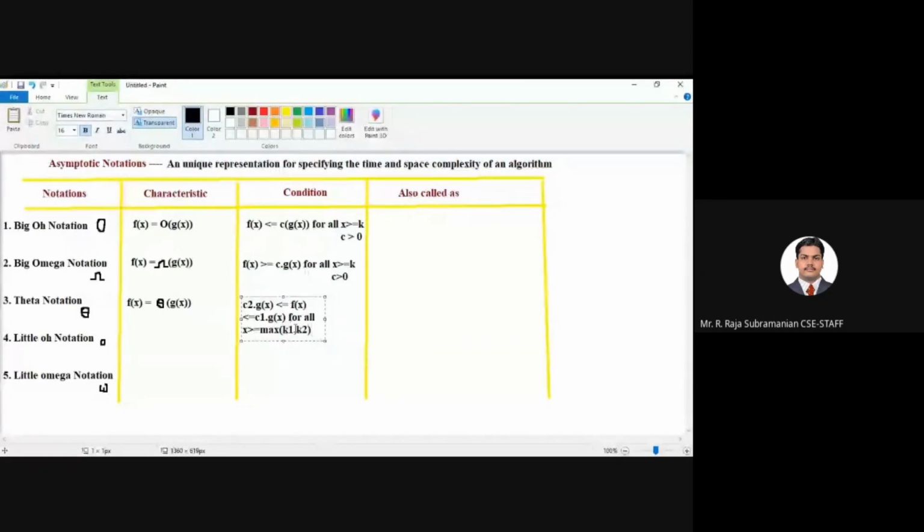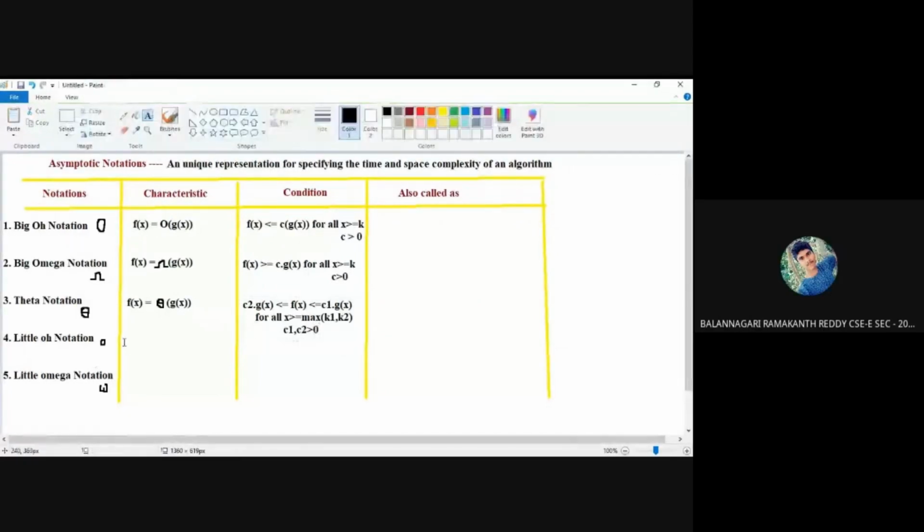After that, x has to be greater than the largest of both k1 and k2. Fine, or confusing? Fine, sir. Then c1, c2 greater than 0. So far so good.